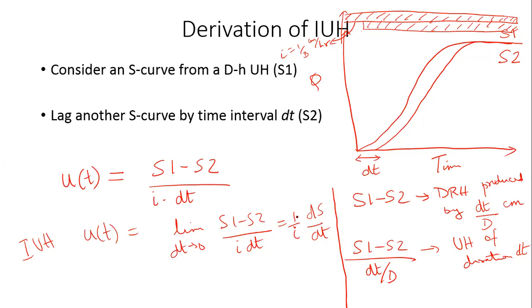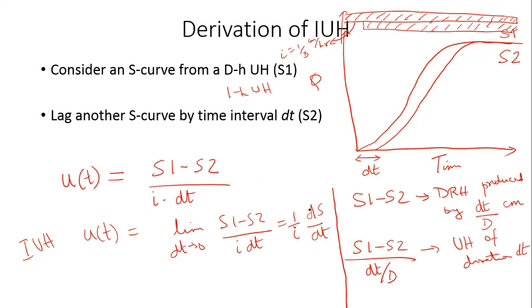Right. Now the special case of this is if the original S curve that I considered was a 1 hour unit hydrograph. If I consider a 1 hour unit hydrograph, what happens to I? I will be 1, right? So if I consider a 1 hour unit hydrograph, then it will simply be ds by dt, right? Is that okay? So the procedure is exactly the same as whatever we have discussed so far in terms of how to obtain the unit hydrograph, right? So the instantaneous unit hydrograph. So the approach that we will use is exactly the same as that, right?